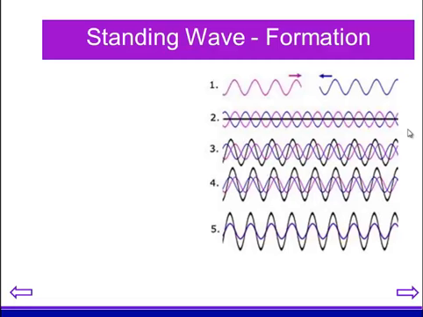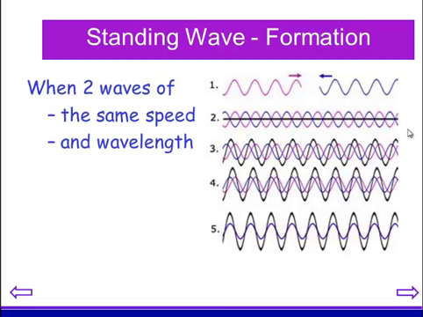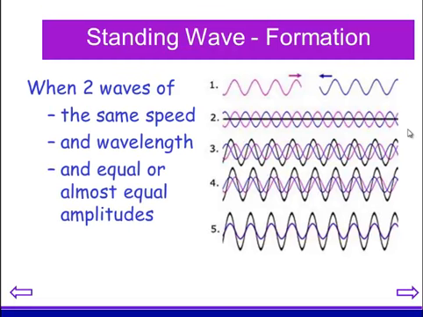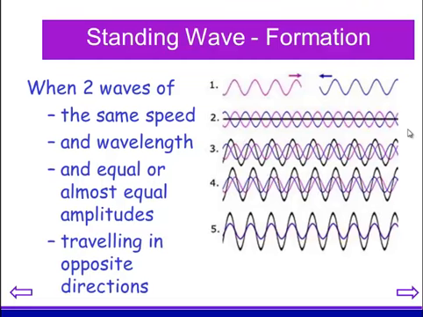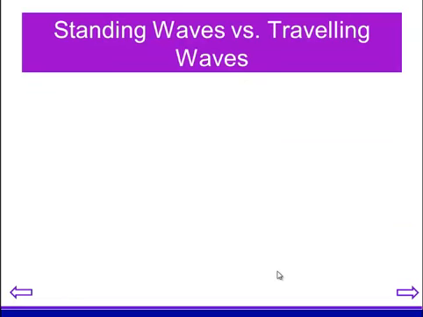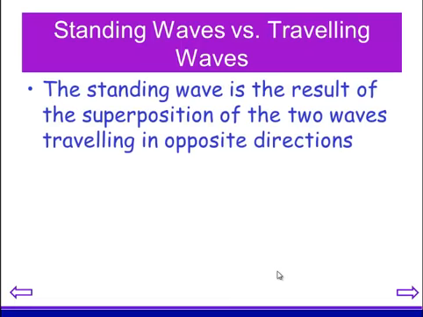So standing waves are formed by two waves of the same speed, wavelength, and equal or almost equal amplitudes traveling towards each other from opposite directions. And what happens is when they travel from opposite directions, they constructively interfere, and that constructive interference produces a standing wave. So standing waves and travelling waves are different from each other because a standing wave has to be created from the superposition of two waves travelling in opposite directions.